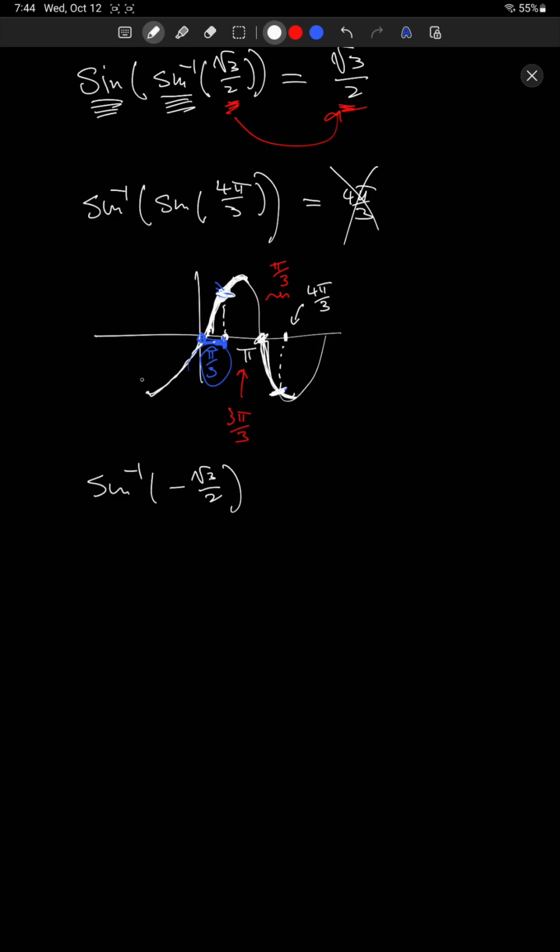And where is that? Sine of what is minus root 3 over 2? Well, if we look in this picture here, right there, where this gap is again pi over 3, this tells me it should be minus pi over 3.